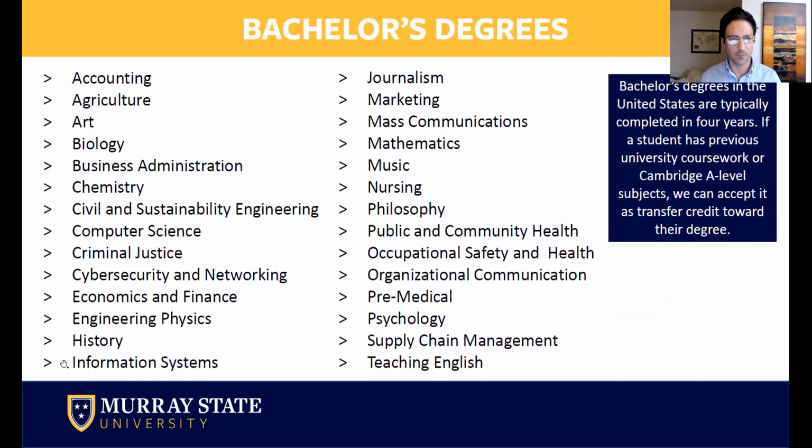You can see here, these are the bachelor's programs that we offer at Murray State University. We have over 90 bachelor's degrees here, and our bachelor's programs are very popular with international students. For example, agriculture, computer science, engineering, economics. We have a very strong College of Business, so you have business administration and management, but we also have programs in nursing and health.